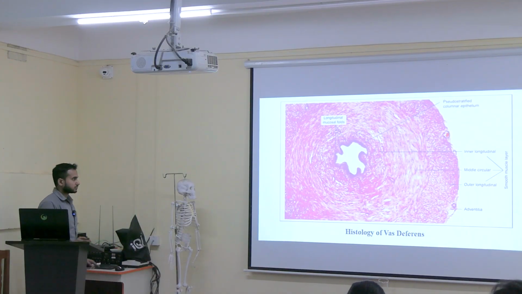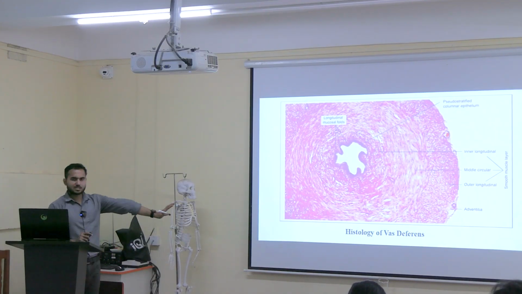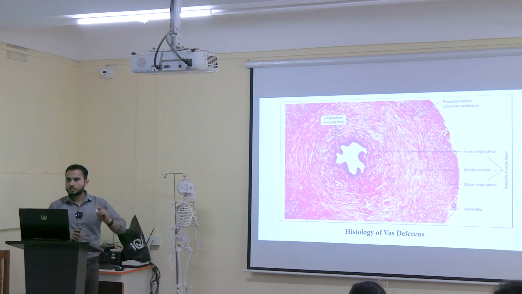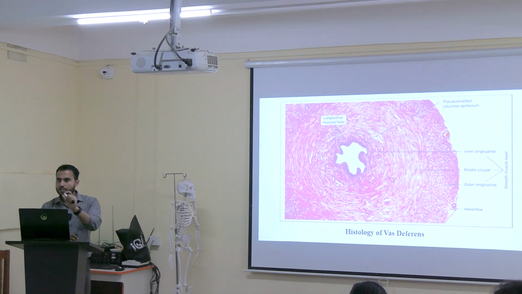Okay, so identification of vas deferens is very easy. Why is it easy? Because if you see the lumen and if you see the muscle thickness, the thickness of the muscle wall is more. The lumen is very small. That is the vas deferens.